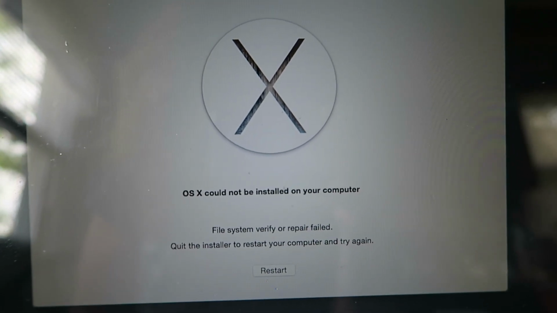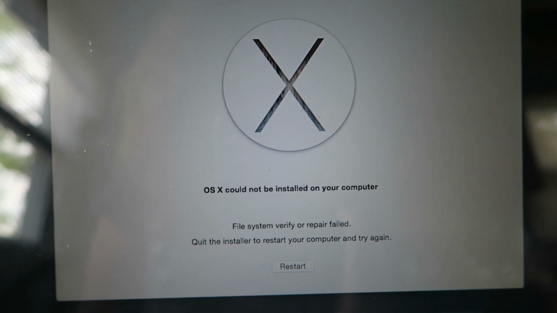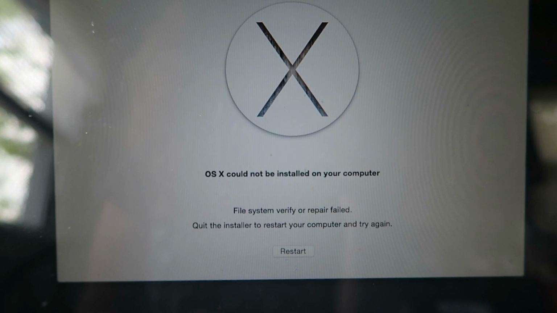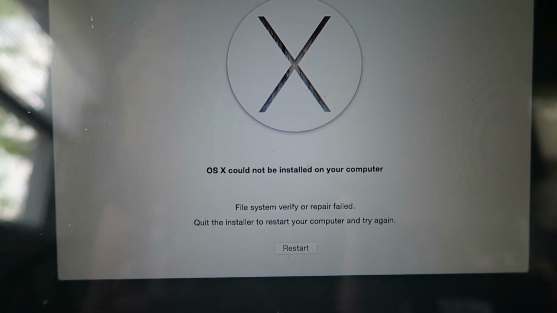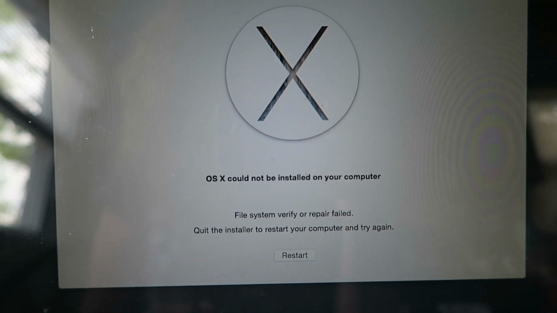So what I had to do is make an appointment at the Apple Genius Bar, which I have an hour from now. So I'm gonna take this computer there. I'm gonna see what they say. This computer is not even a year old yet, so it should still be under warranty. So we'll see what happens.